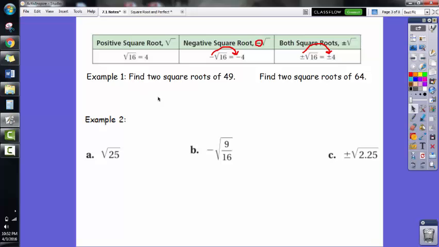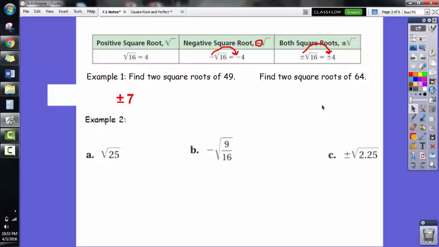So example 1: the square roots of 49. Well, we know 7 times 7 is 49. And we also know that negative 7 times negative 7 is positive 49. So that's why we write plus or minus 7. Those are the 2 square roots. Either positive 7 or negative 7 will give you 49 when you square it.